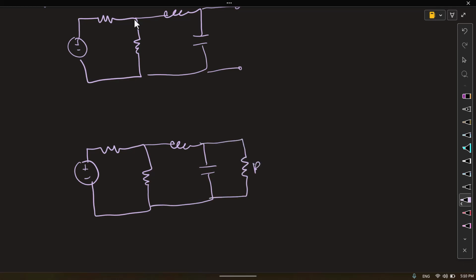And here is our load. Now, I did not have it on the problem sheet, but this was supposed to be 100 volts. And this was 1,000 ohms. And this is 600 ohms. And our inductor is J800 and our capacitor is minus J500.